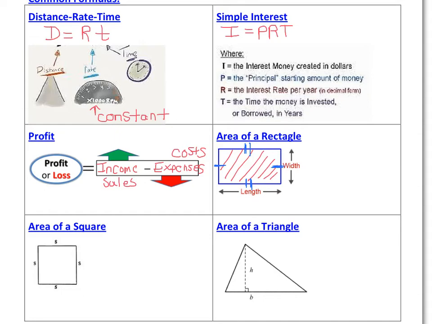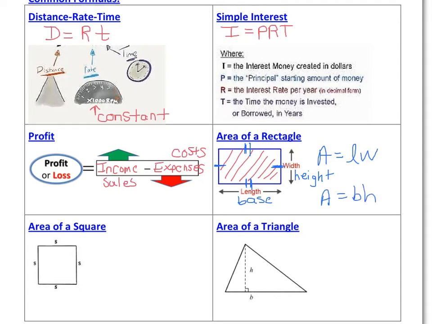I'm showing that the opposite sides are of equal length, and the area of a rectangle is that length times width. Sometimes you may see the length called the base and the width called the height, and it doesn't matter. It would be the same formula, just with different variables. The area in that case would be the base times the height.